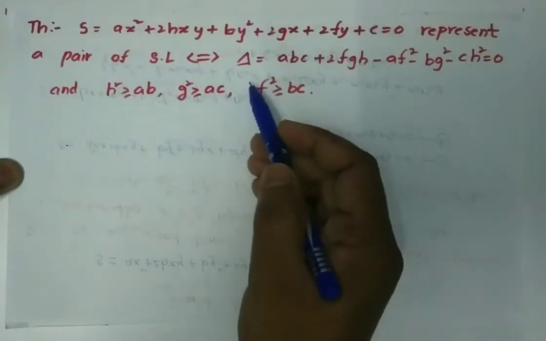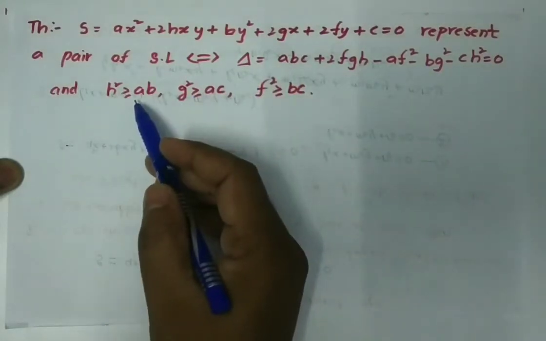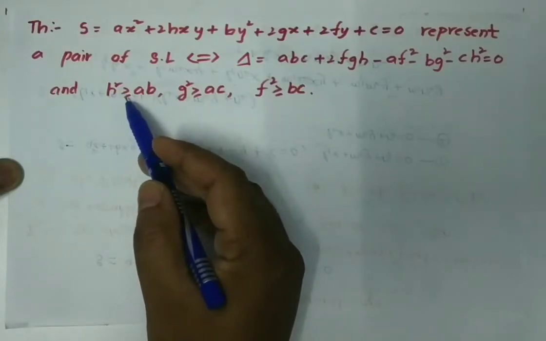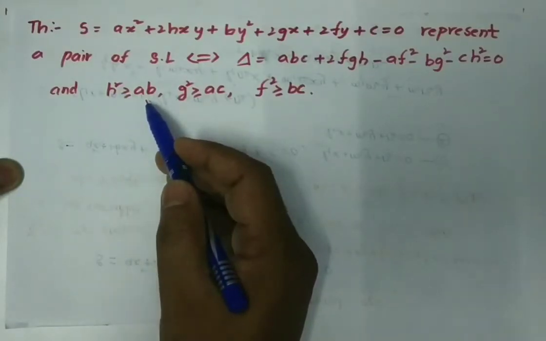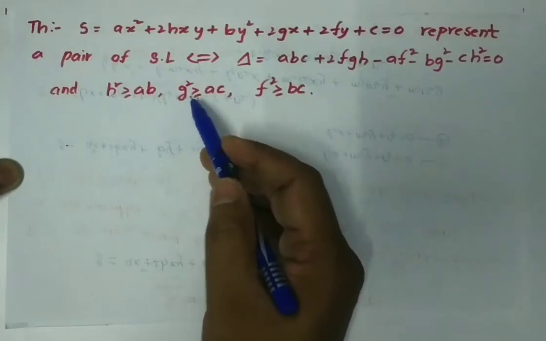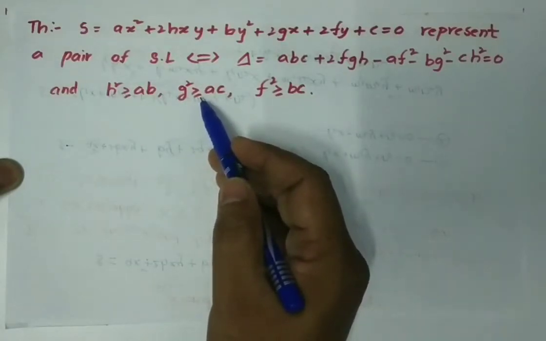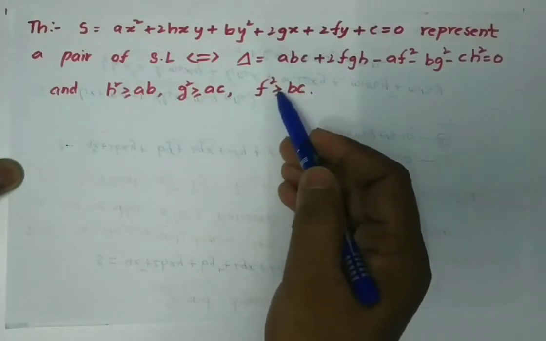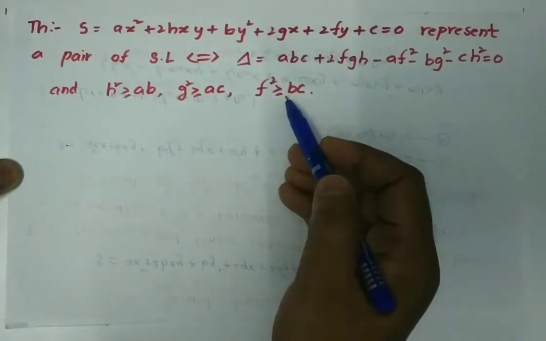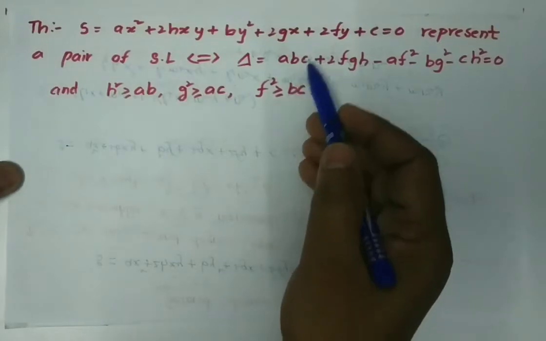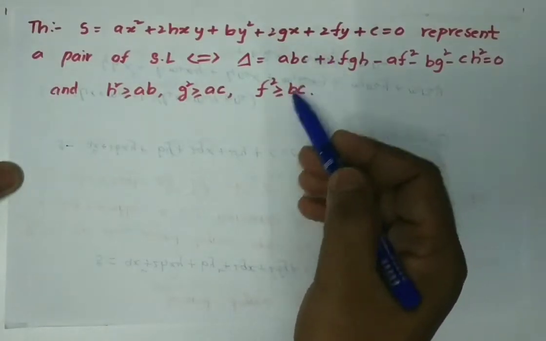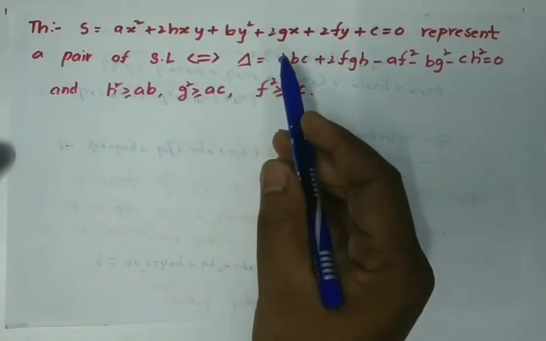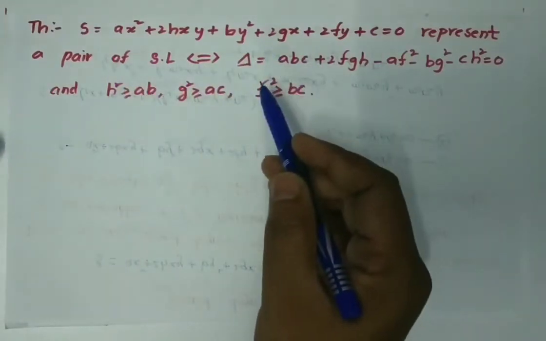And then the next condition is the value of h² must be greater than or equal to ab, the value of g² must be greater than or equal to ac, and the value of f² must be greater than or equal to bc. So these are the necessary and sufficient conditions for the equation S = 0 to represent a pair of straight lines.